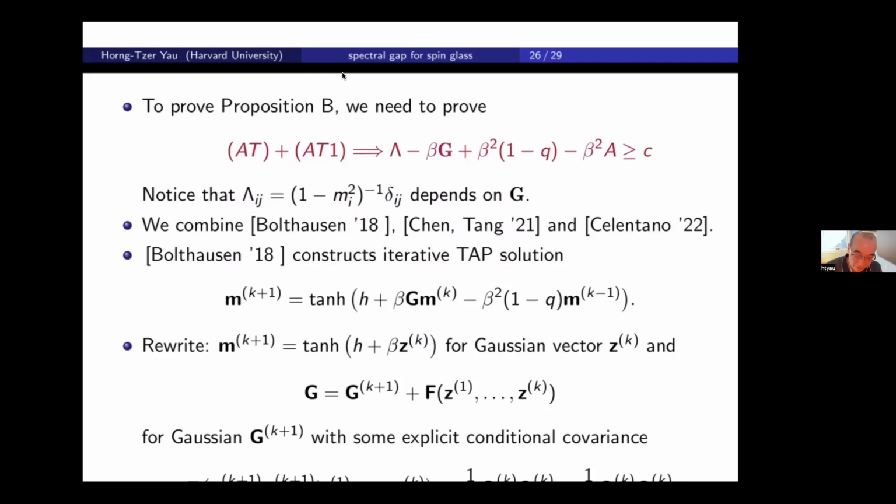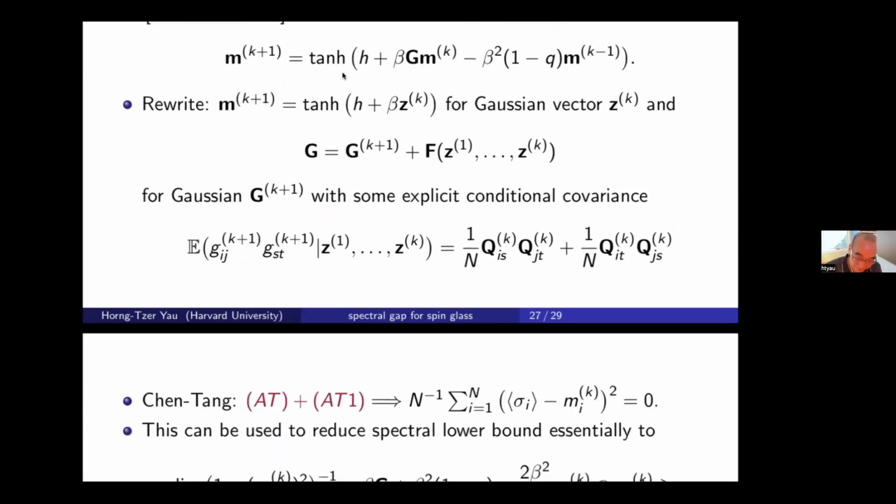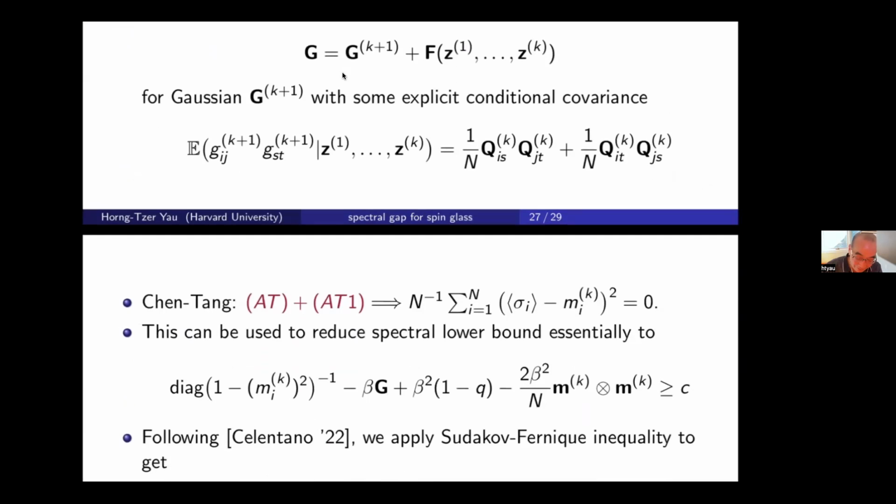And the Bolthausen result is that Bolthausen has the iterated construction of TAP solutions. And it's remarkable. This TAP equation having a solution itself is highly non-trivial, but Bolthausen proved that there's an iteration to solve the equation. So now I don't have time, so I will not go through this. And then Chen proved that if you assume the AT and AT1, Bolthausen iteration will give you the correct m squared.